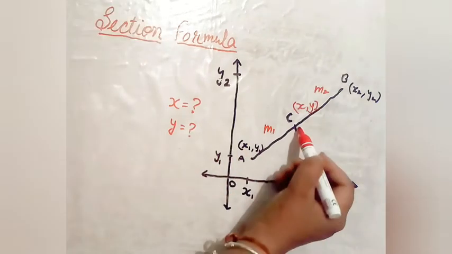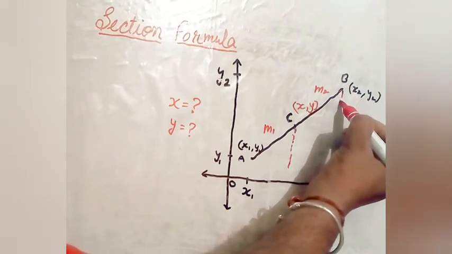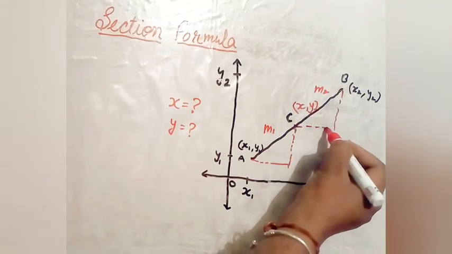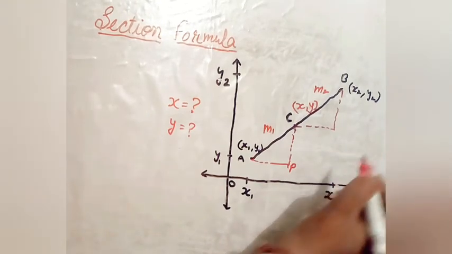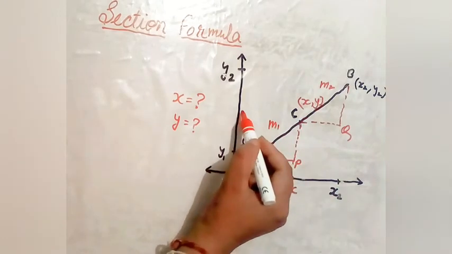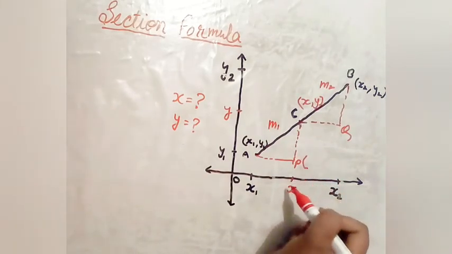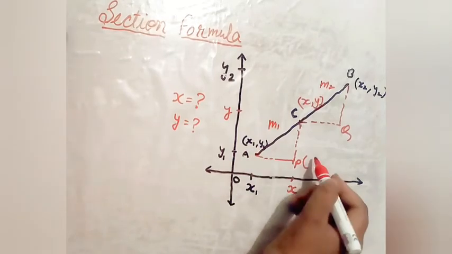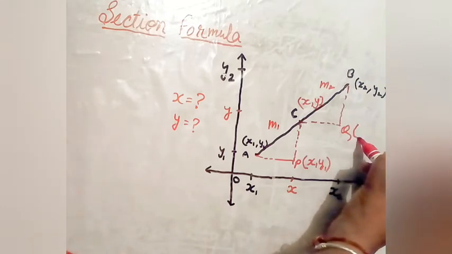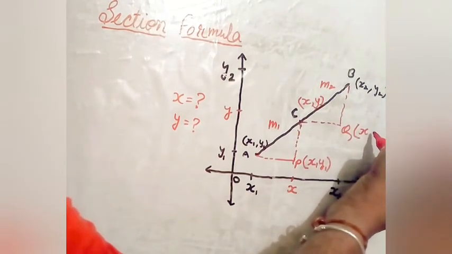So let us see the method now. Let us complete two triangles by just drawing lines parallel to x-axis and y-axis. Concentrate properly. AP and CQ are parallel to x-axis and CP and BQ are parallel to y-axis. So we know that C is x, y. So the coordinates of point P are x, y1, and coordinates of point Q are x2, y.